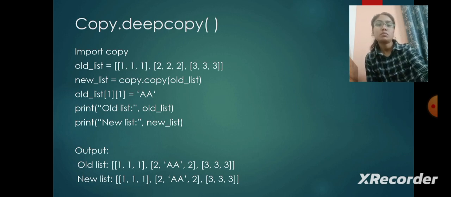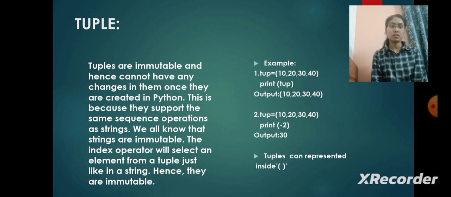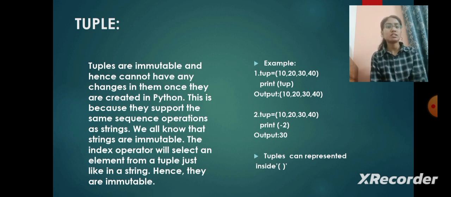And let me move towards the topic of tuple. Tuples are immutable and hence cannot have any changes in them once they are created in Python. This is because they support the same sequence operations as strings. We all know that strings are immutable. The index operator will select an element from a tuple just like in a string. Hence they are immutable. We can see the example of tuple.